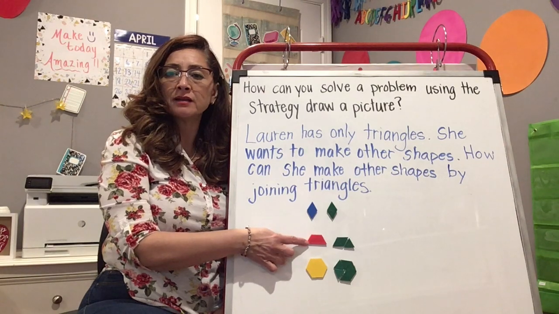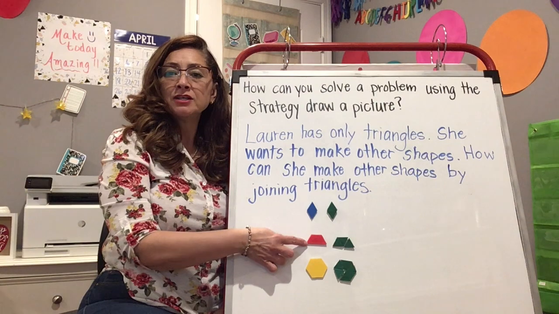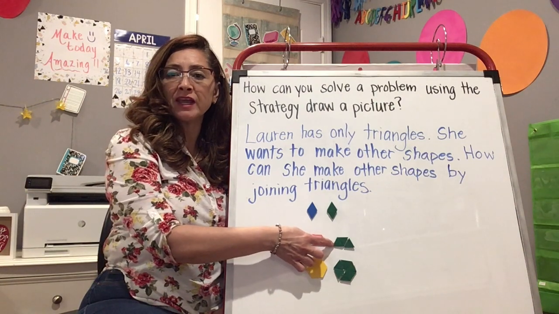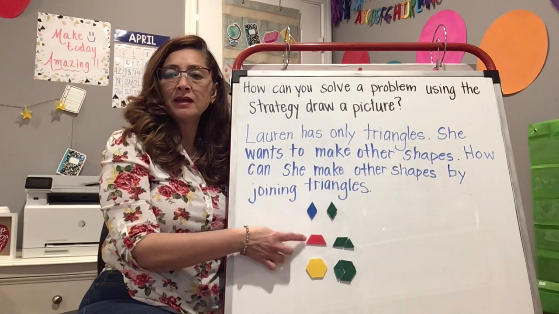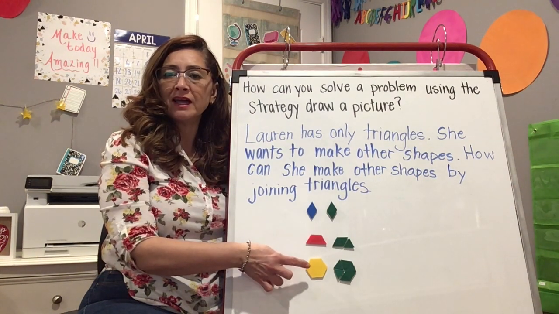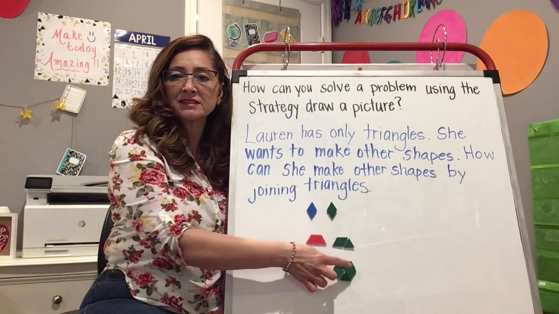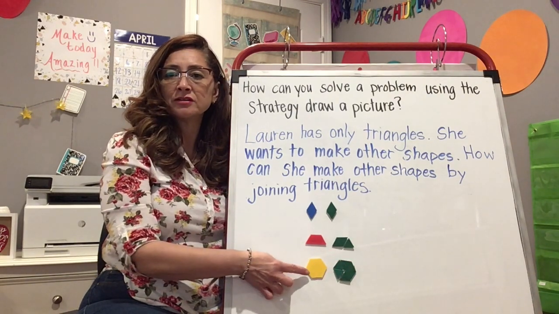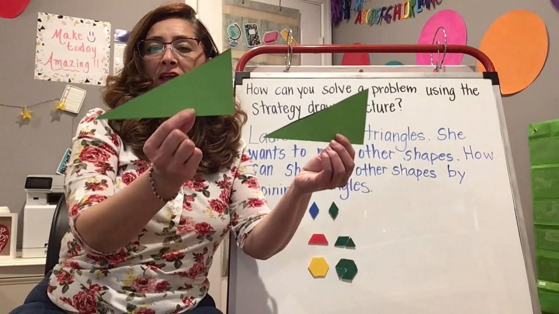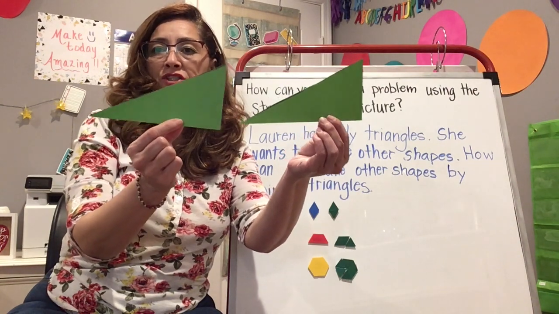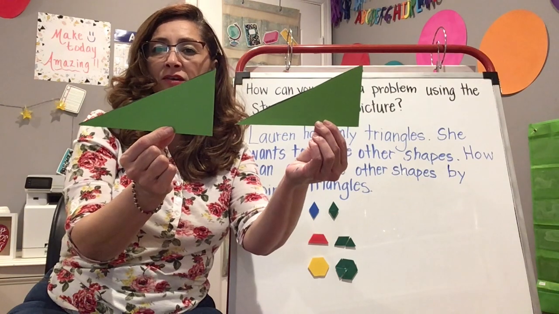How can Lauren make a trapezoid? She can join 3 triangles to make a trapezoid. How can Lauren make a hexagon? She can join 6 triangles to make a hexagon. Now, I want you to take a look at these 2 shapes. What shapes are these? Yes, that's right.